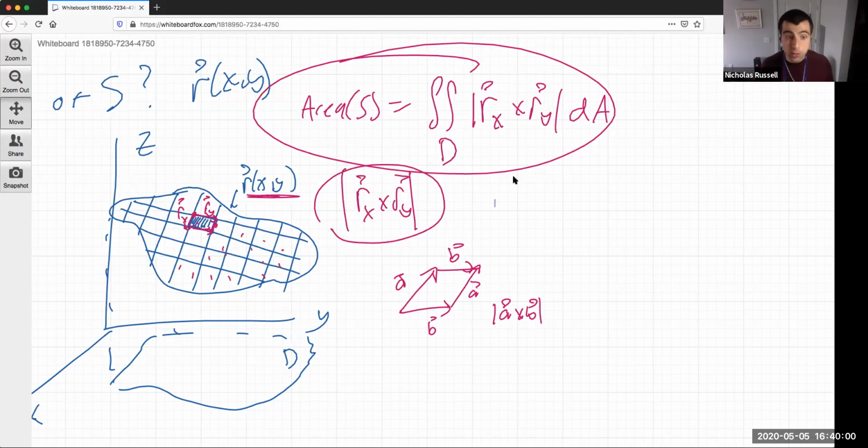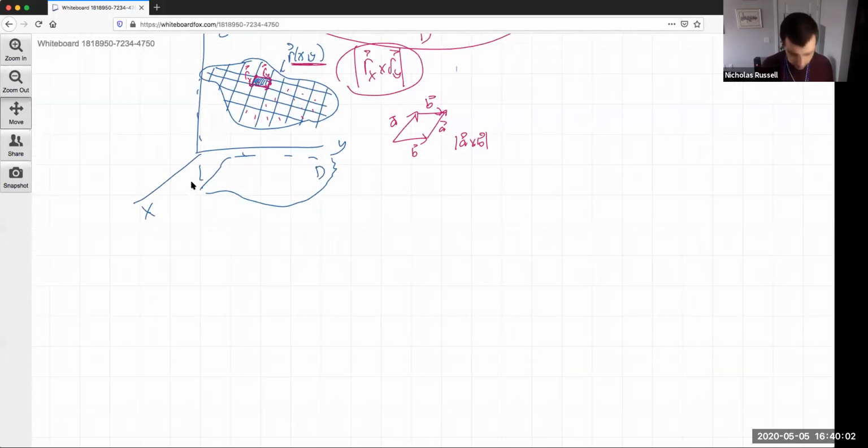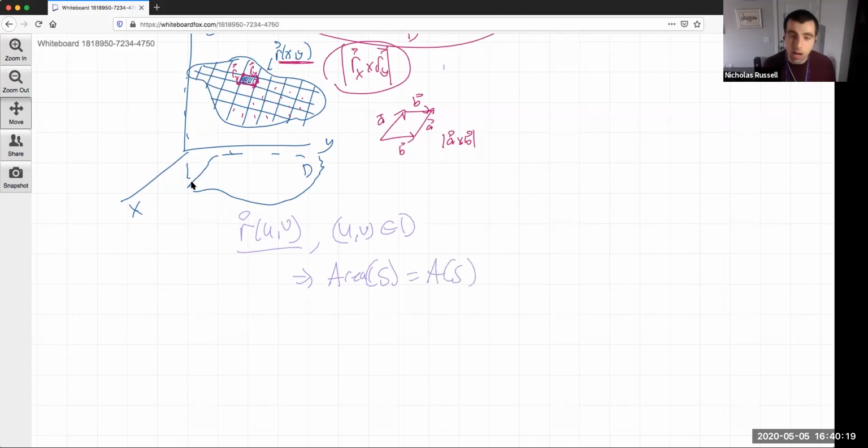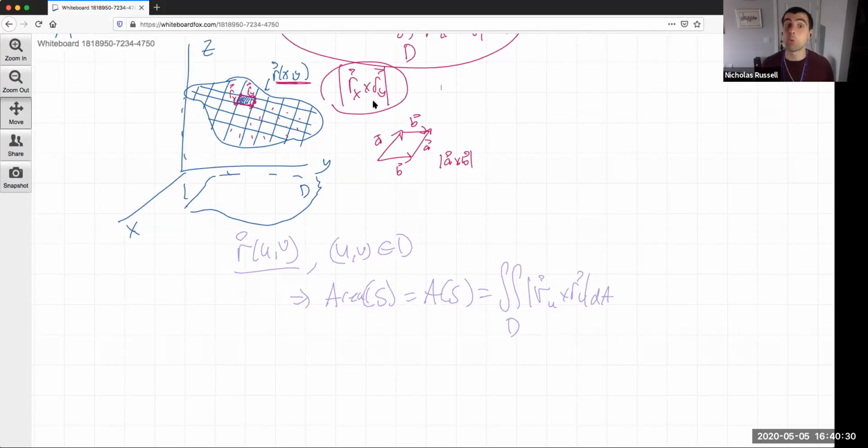And so what I really want to say, just in total here, is that if I have a parametrization R of U V, where U and V live in this domain D, we then can calculate the area of my parametrization. The area of S, you'll sometimes note this as A parentheses S, is equal to the double integral over D of adding up all of these derivatives. Now, what do I mean by R sub X and R sub Y? Or what do I mean by R sub U and R sub V?